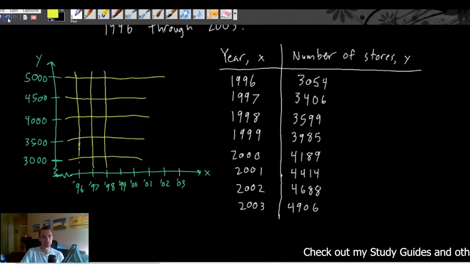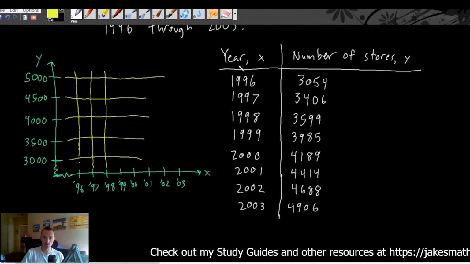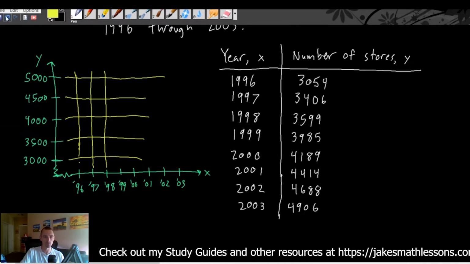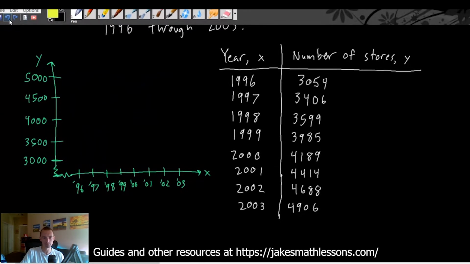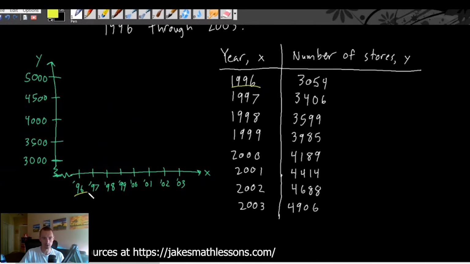So essentially to graph these points now, we're just going to look at an XY pair, which just means go to this number on your x-axis. So we're going to go to, I'll get rid of these lines here. We're going to go to 1996 on our x-axis, which is right here. And then we're going to go to 3,054 on our y-axis, which obviously we don't have 3,054 labeled here, but it's going to be just above 3,000. Let's just say right about here.